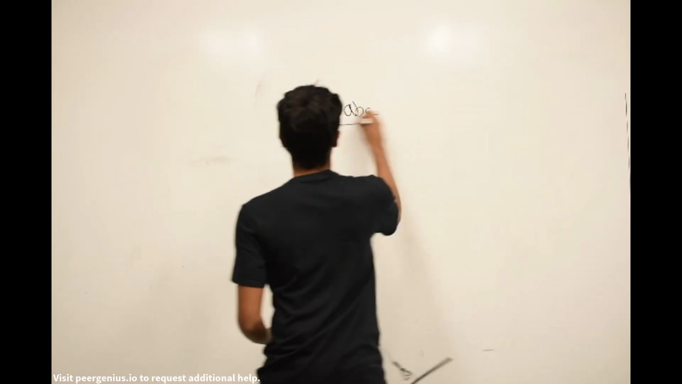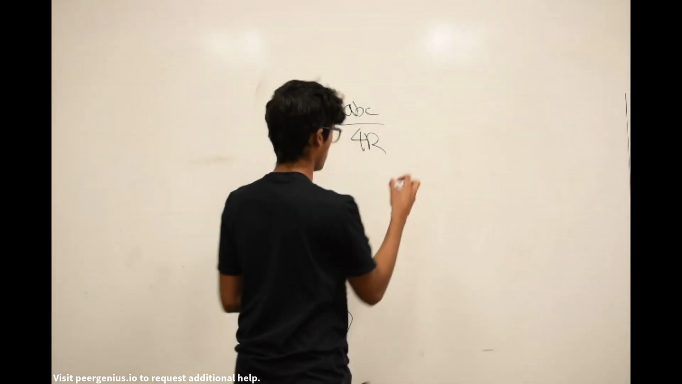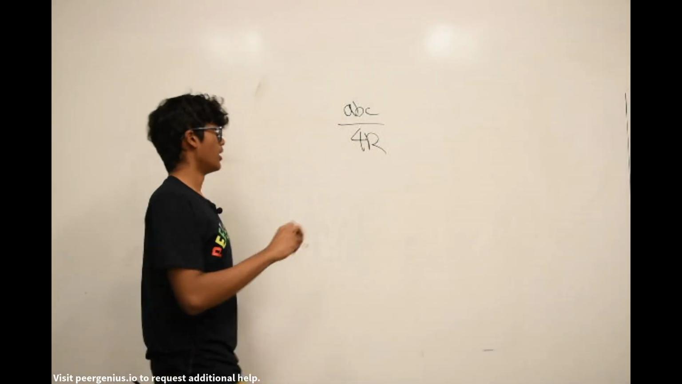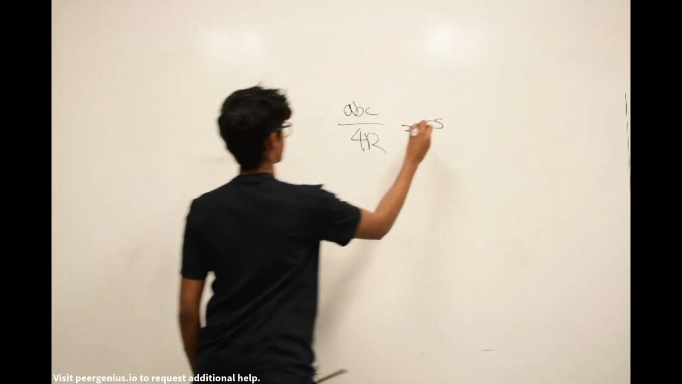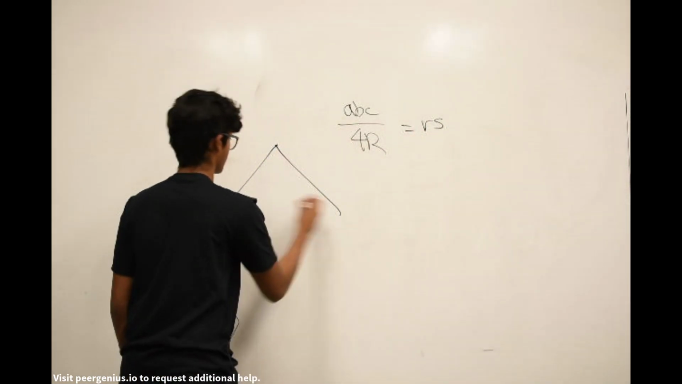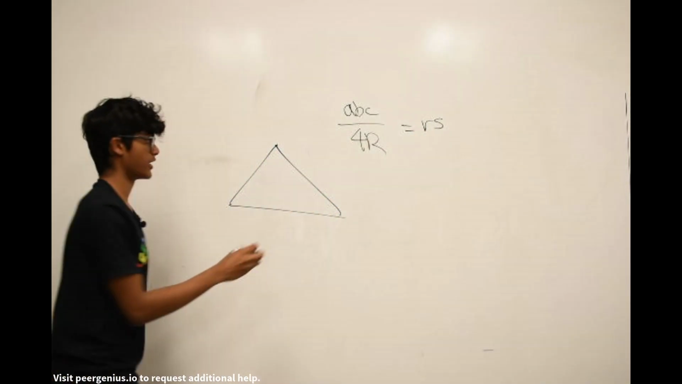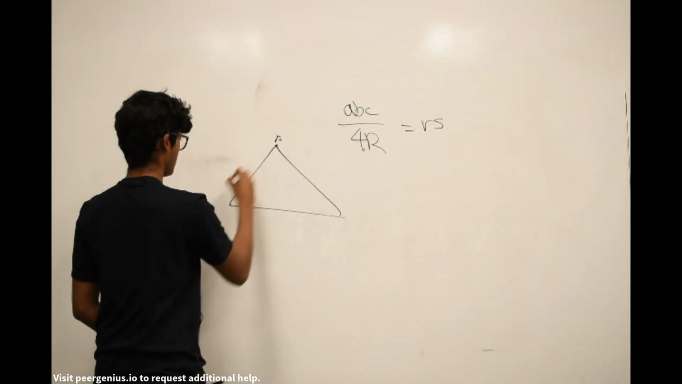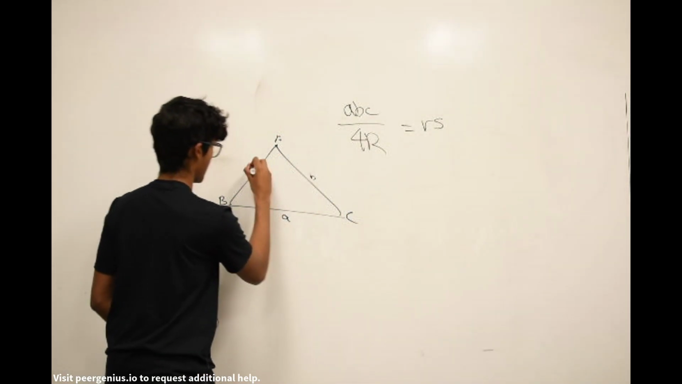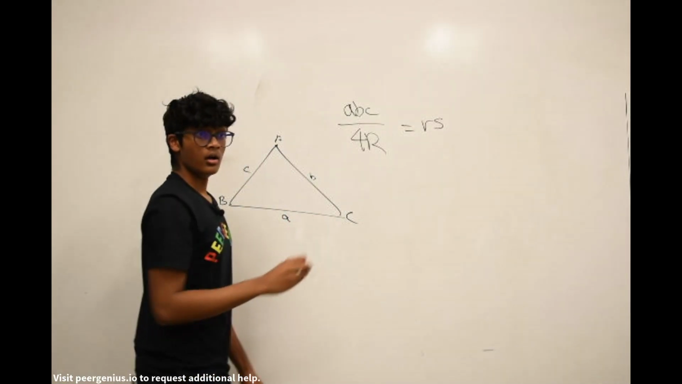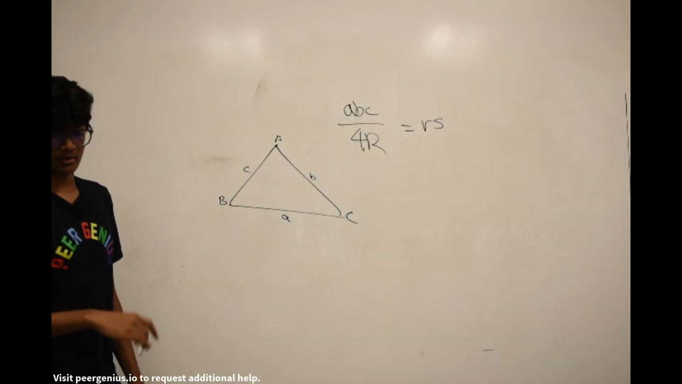So ABC over 4R, where R is the circumradius. I'll just define these, and also area equals rs, where r is the inradius. So let's say there's a triangle with A, B, C as the points, and then the side lengths are a, b, and c.